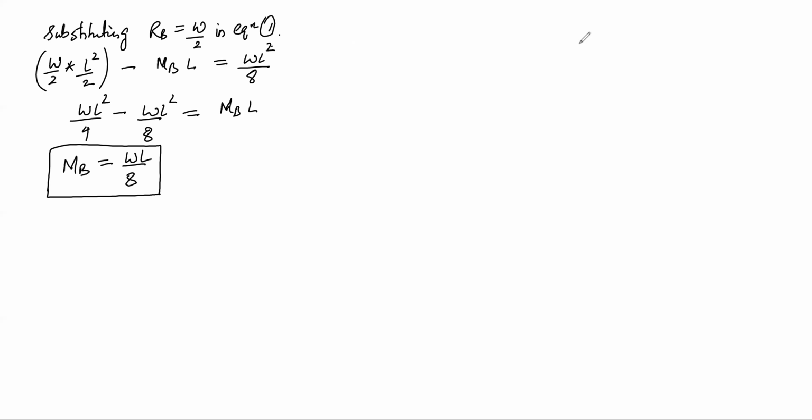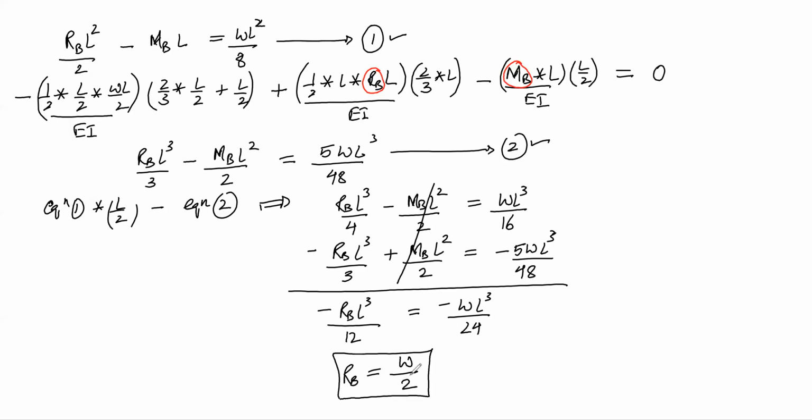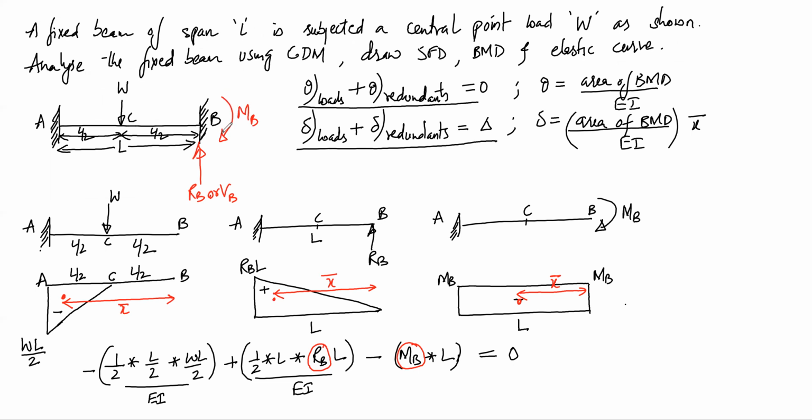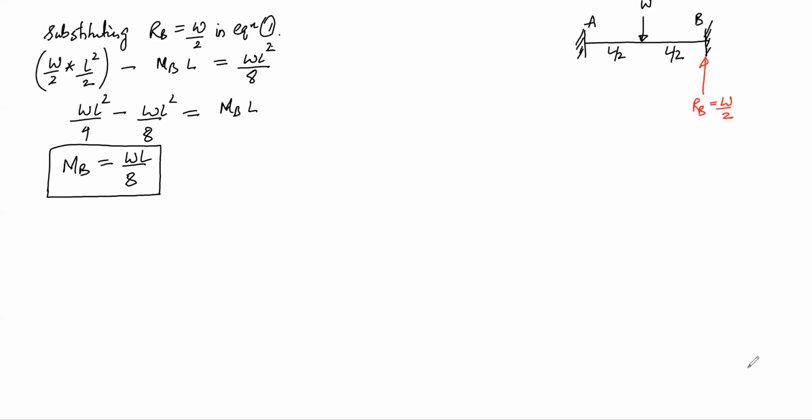So here the fixed beam is like this. This is point A, point B with central point load W. This is L by 2, this is L by 2. So here at B, we have RB, which is W by 2. So we have an upward reaction here, RB, which is W by 2. And the moment is WL by 2. It is positive. So what it means is we have considered clockwise direction here and we have got a positive value. So the assumed direction is correct. So here we have MB, which is WL by 8.